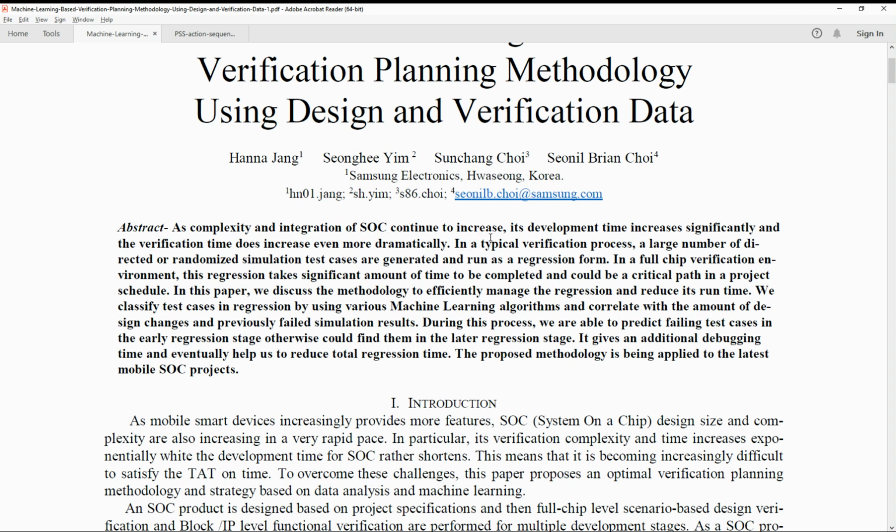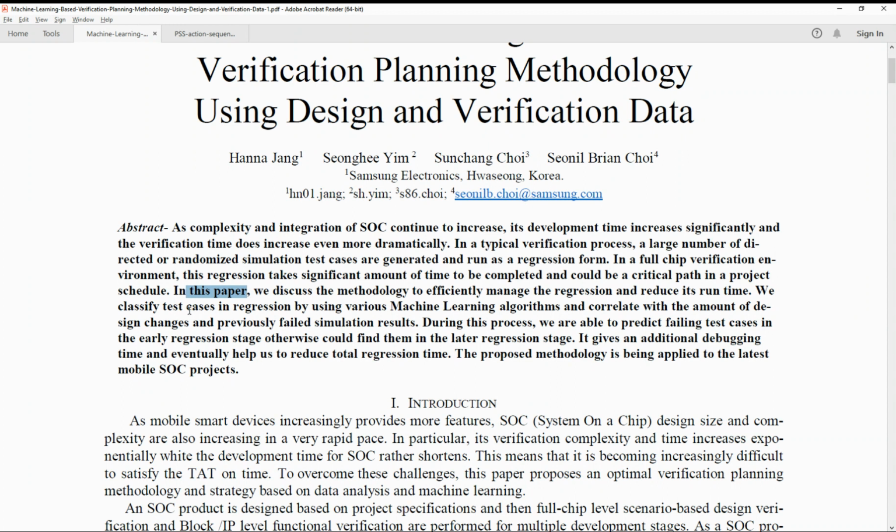Typically, in a verification process, a large number of directed or randomized simulation test cases are generated and run as a regression. In a full chip verification environment, this regression takes a significant amount of time to complete, and it could be a critical path in a project schedule. In this paper, we discuss a methodology to efficiently manage the regression and reduce its runtime.